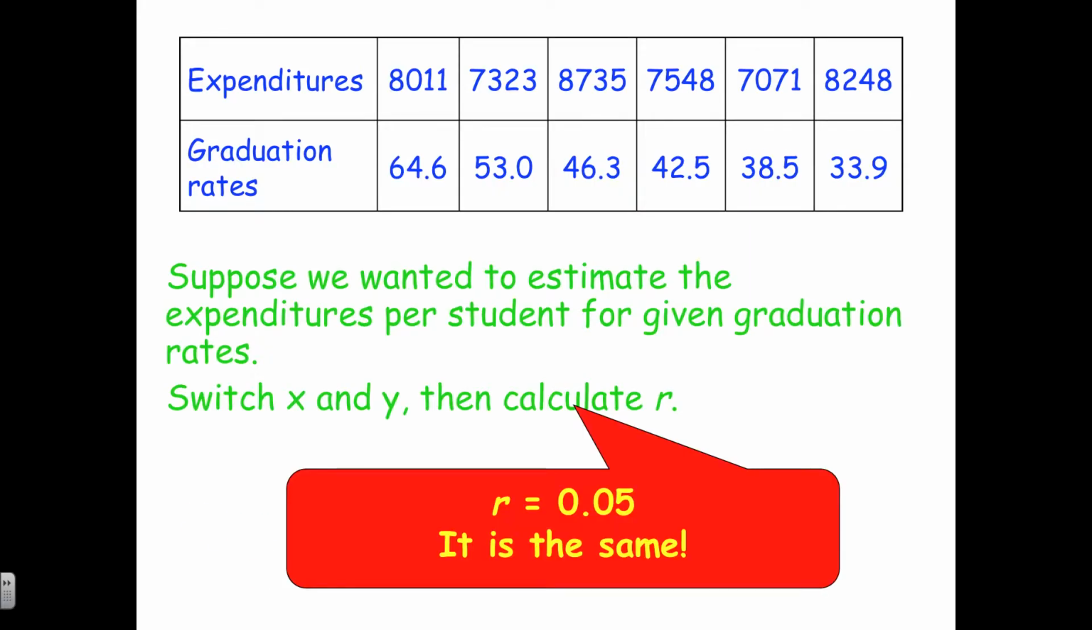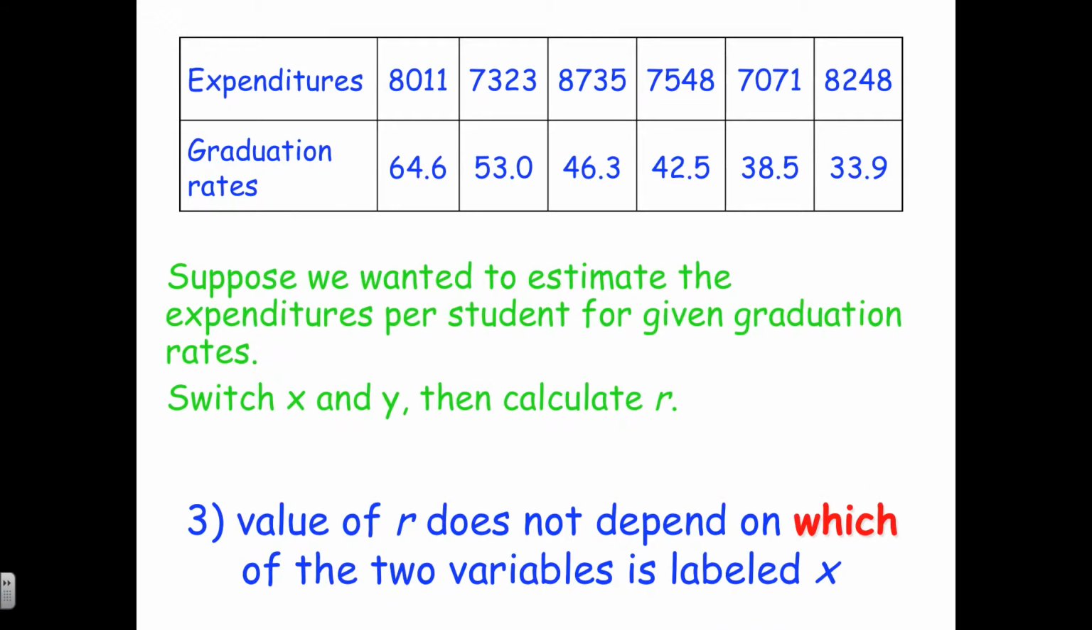Okay? So the value of R doesn't depend on which of the two variables is labeled X. And that should make sense because it comes from the product of the z-scores for X and the z-scores of Y, which wouldn't be affected by switching X and Y.